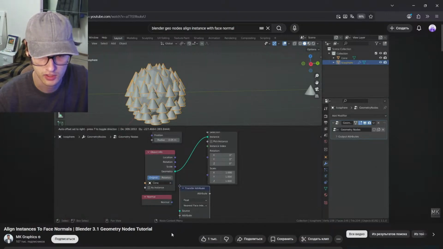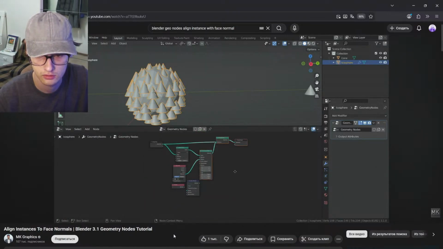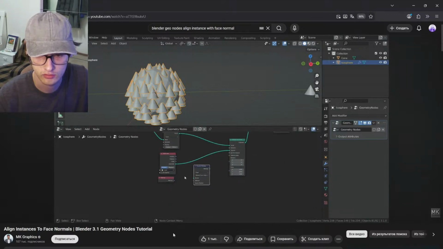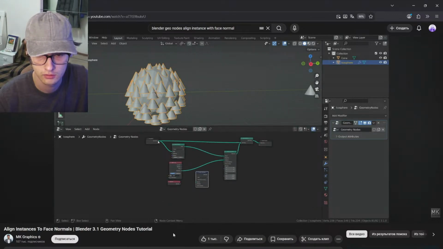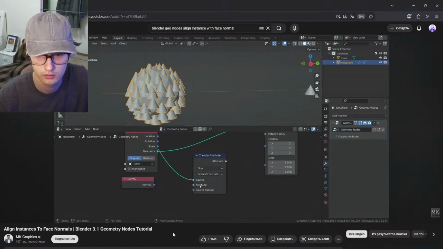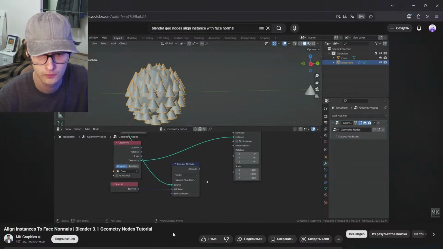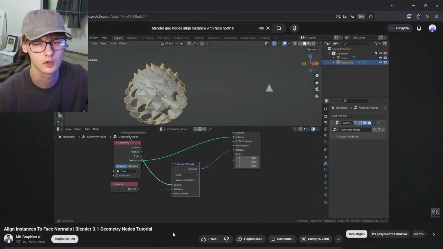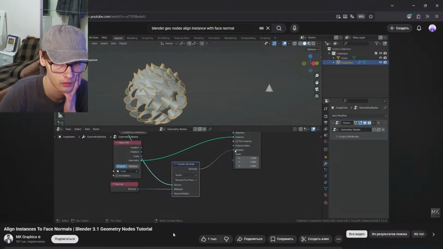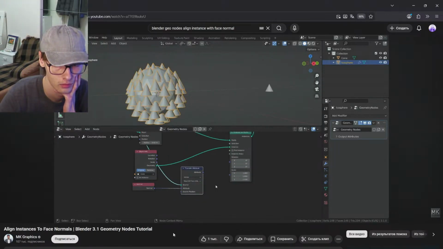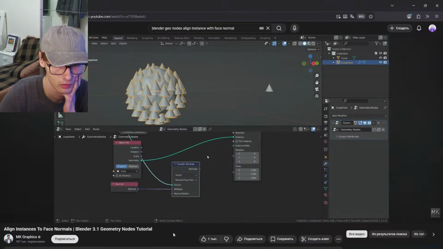Transfer attribute, does that even still exist in Blender 5? Plug the geometry input node to source node. Switch the float to vector. Plug the normal node to attribute node. We will plug the attribute node to rotation node. Okay. But we need to convert the vector data into Euler rotation data. To do this, let's add align Euler to vector node.